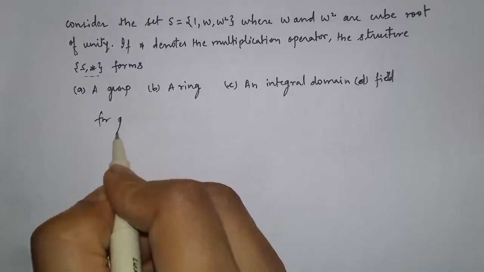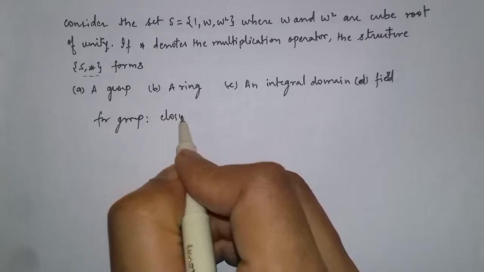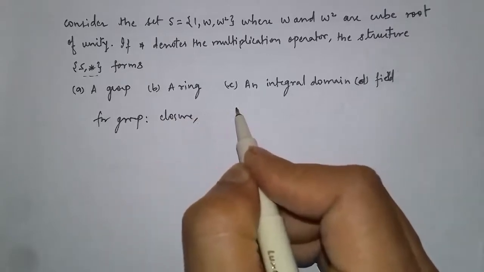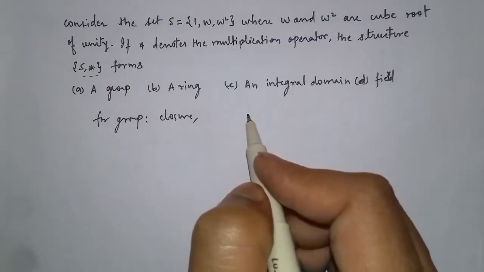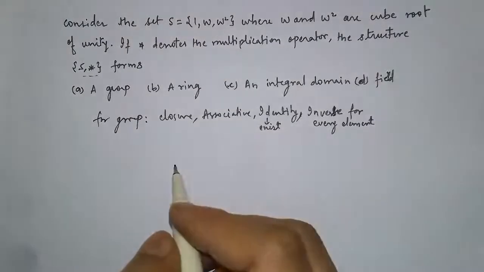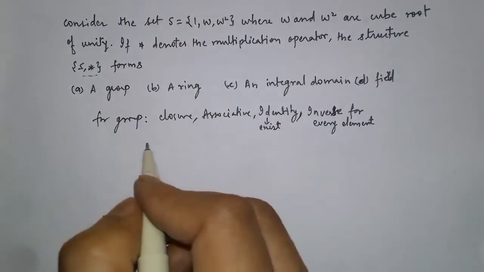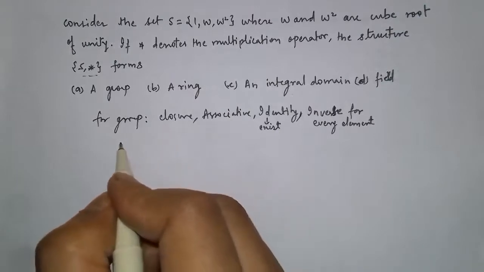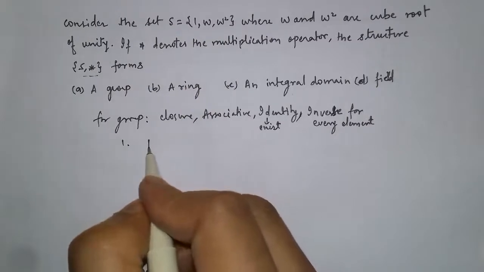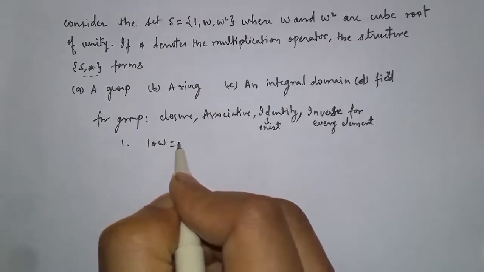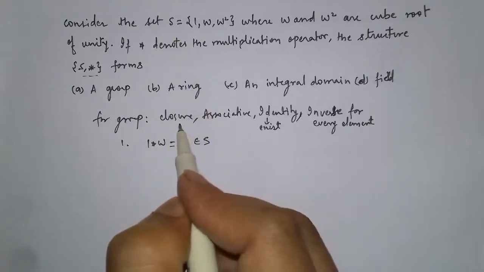For a group, the closure property should be satisfied, associativity should be satisfied, there should be an identity element, and there should be an inverse for every element in the group. Now we will check every property one by one. First, closure. Closure says that take any two elements from the set {1, omega, omega square} and multiply them. If the result belongs to the set S itself, then closure is satisfied.